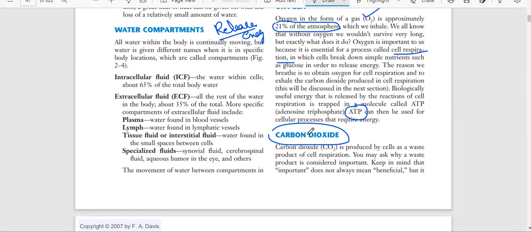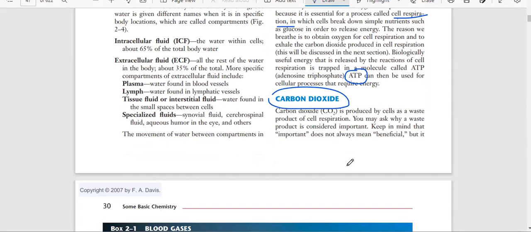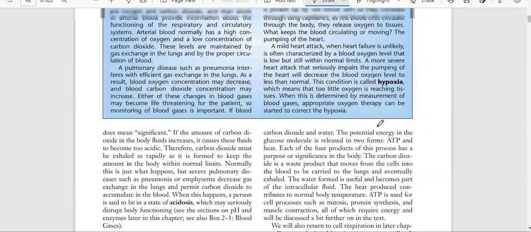After the breakdown, the cell releases waste products. In that waste there is one product called carbon dioxide, because it is not very important for our body, not beneficial for our body. That is the reason this is called a waste product.